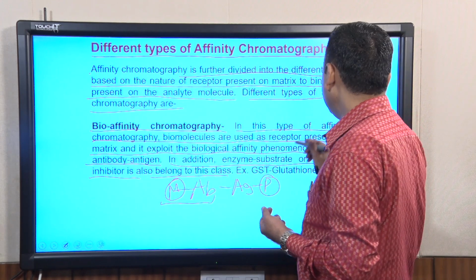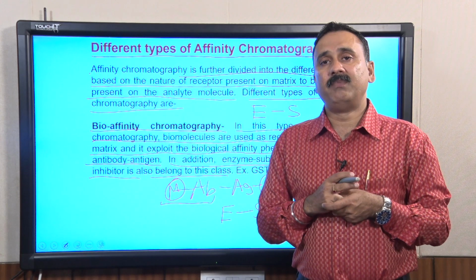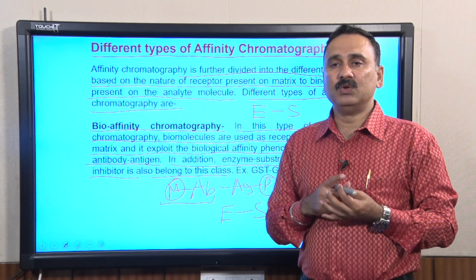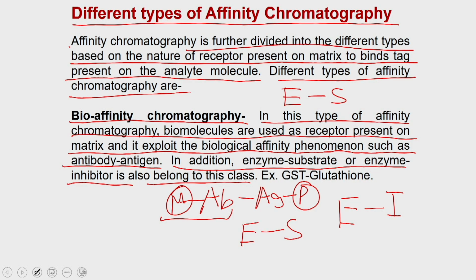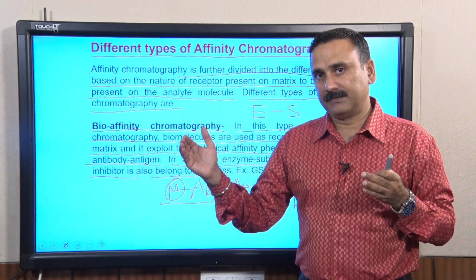The other example is where you have the enzyme interacting with the substrate, or the enzyme interacting with the inhibitor. Now, what is important when you use enzyme substrate complexes? Although the enzyme substrate interaction is also very specific, the majority of the enzymes people use in bioaffinity chromatography are combinations where the enzyme does not process the substrate.